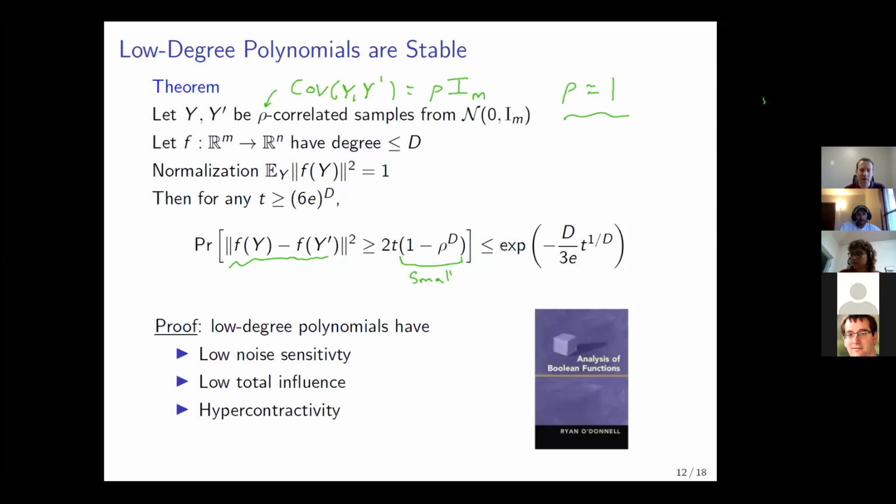Okay, how to prove such a thing? It sort of follows from basic known facts about low-degree polynomials. So if you've ever looked at this book by Ryan O'Donnell, which I highly recommend, you'll know that low-degree polynomials have properties like low noise sensitivity, low total influence, and something called hypercontractivity, which kind of means that the moments are well behaved. And combining these ingredients gives you this type of result. But I won't go into too many more details of this.